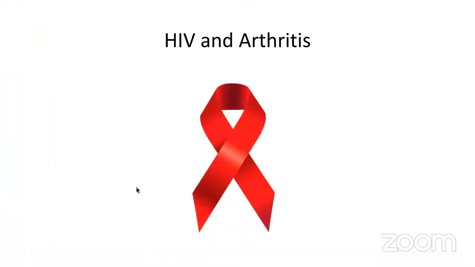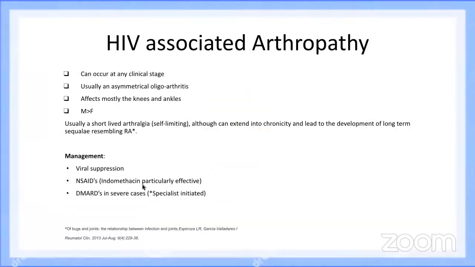Just finally, I wanted to make a note about HIV and arthritis because of the prevalence of HIV in our communities. When talking about HIV-associated arthropathy, it is noted that it can occur at any clinical stage. It is usually asymmetrical and involves 2 to 4 joints. Most commonly, the knees and ankles are involved, and it shows a male predominance.